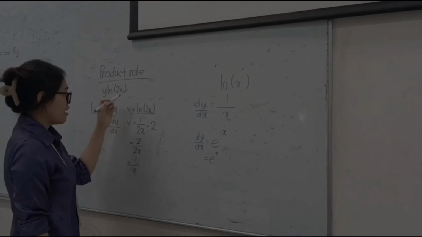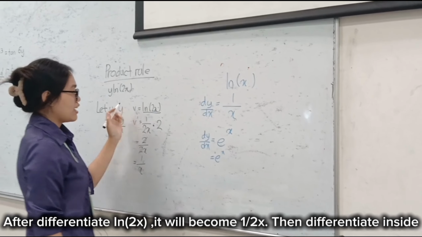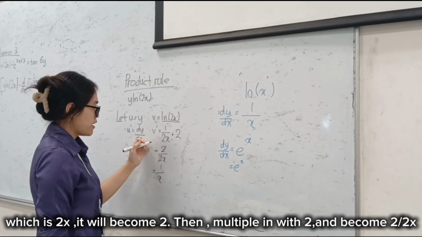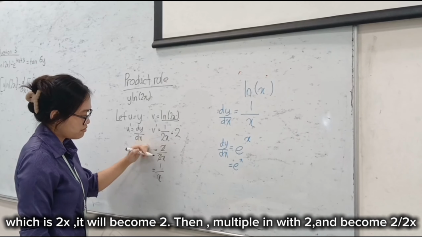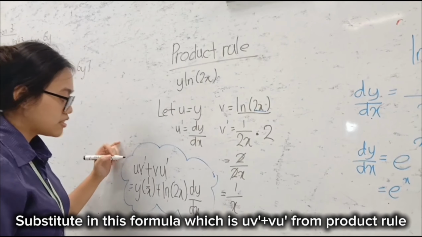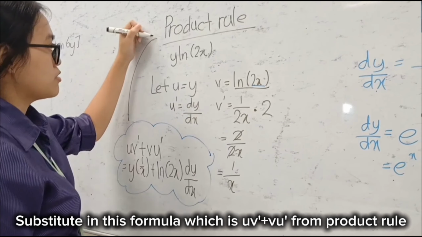And then as for this, after we differentiate ln 2x, it will become 1 over 2x. And then we differentiate inside, which is 2x, it will become 2. After that, we will expand, multiply, okay, it will become 2 over 2x. And then we will cancel 2 over 2, which is 1 over x. And then we will substitute in this formula, which is u'v plus uv'. This formula is from the product rule, so we get this.